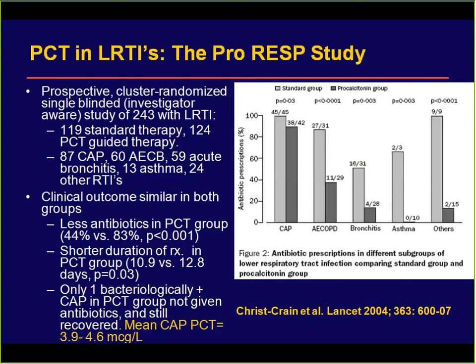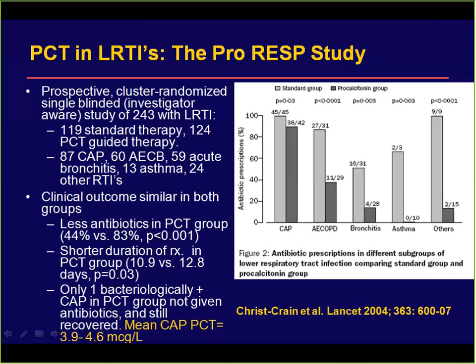So the first study that was done by the Swiss group, and all their studies have the acronym PRO in it, referring to procalcitonin. Their first study was the PRO-RESP study, and it was a cluster randomized prospective study of 250 or so patients with lower respiratory tract infections. They had community-acquired pneumonia. They had exacerbations of COPD. They had bronchitis and asthma.